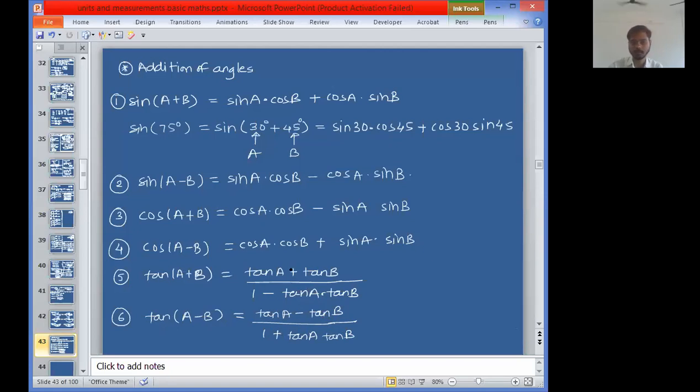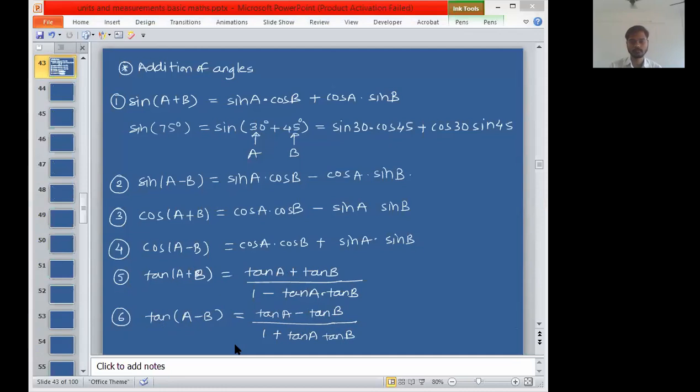Okay, plus becomes minus, minus becomes plus. If here we have plus, here we have minus in the denominator. If we have minus in the numerator, we have plus in the denominator. Up to this, reply to me in the chat box, clear and written. Good. Tan of A plus B is done, tan of A minus B is also done. 6 formulae for addition of angle: sin, cos, tan. That's enough. Okay.